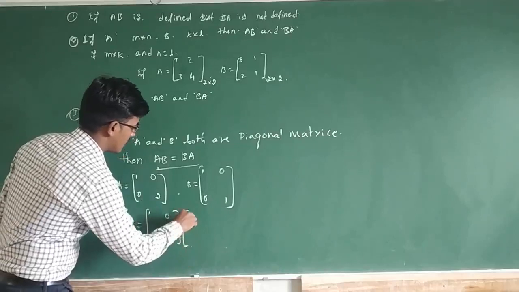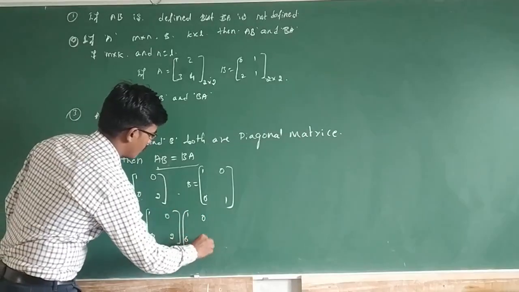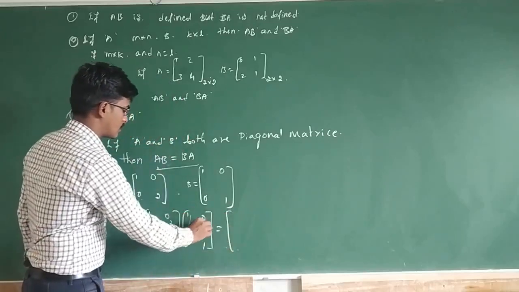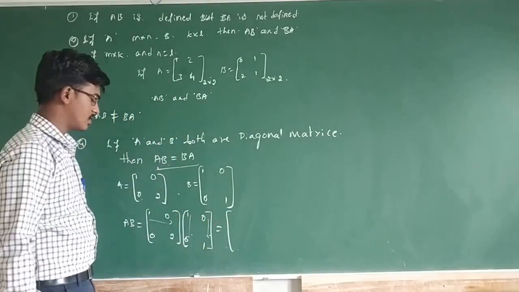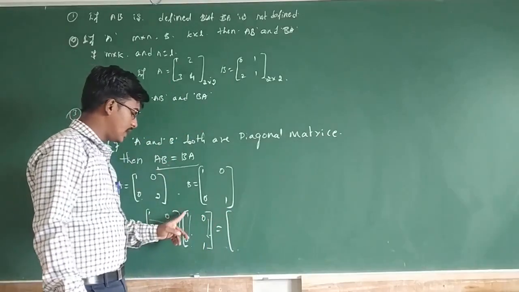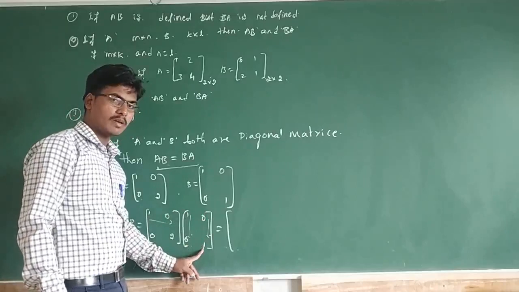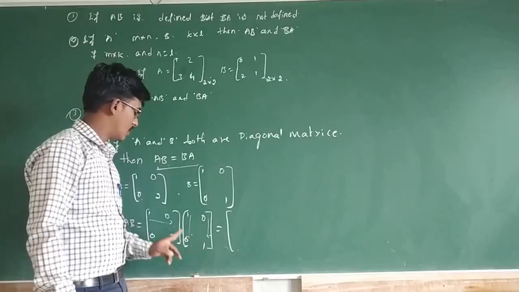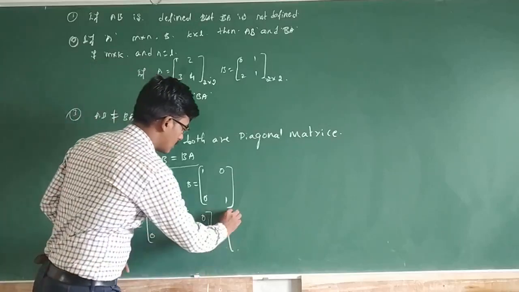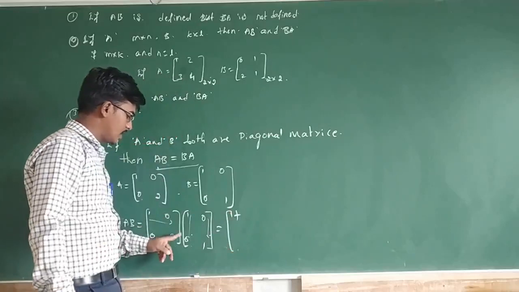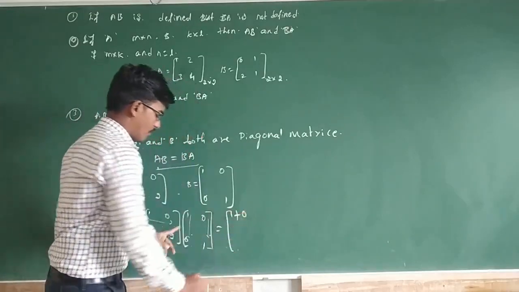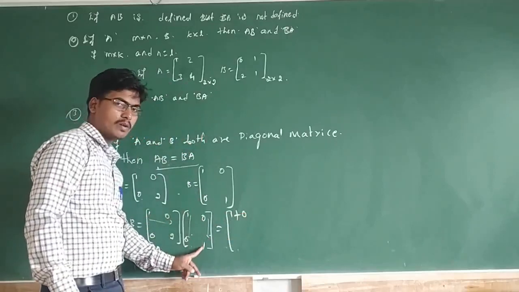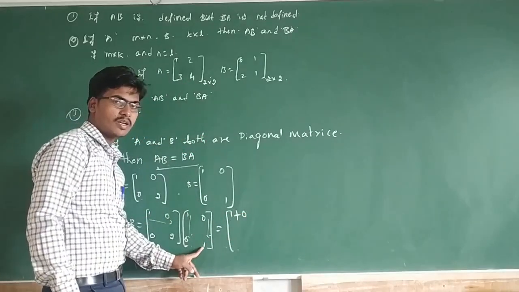B matrix is 1, 0, 0, 1. Here multiply. Row reduces into columns. It means take the first row, each column of the next matrix multiply with addition of corresponding elements, right? Here 1 into 1 is 1 plus 0 into 0 is 0. First column completed. Same row in the next column multiply with addition of corresponding elements.